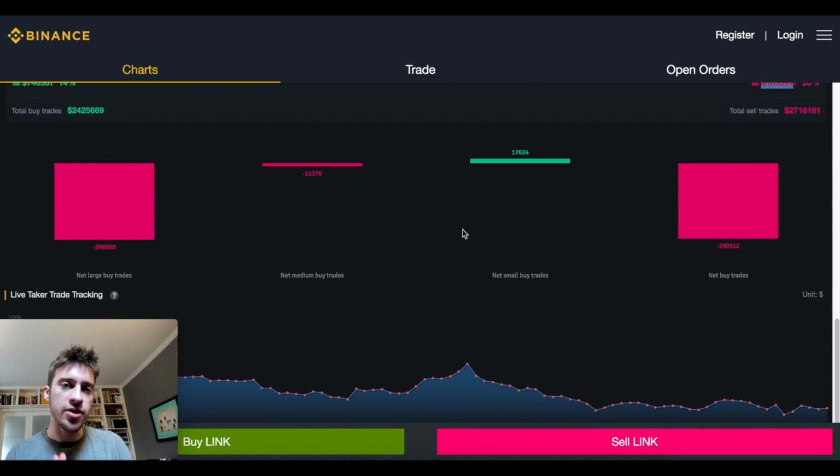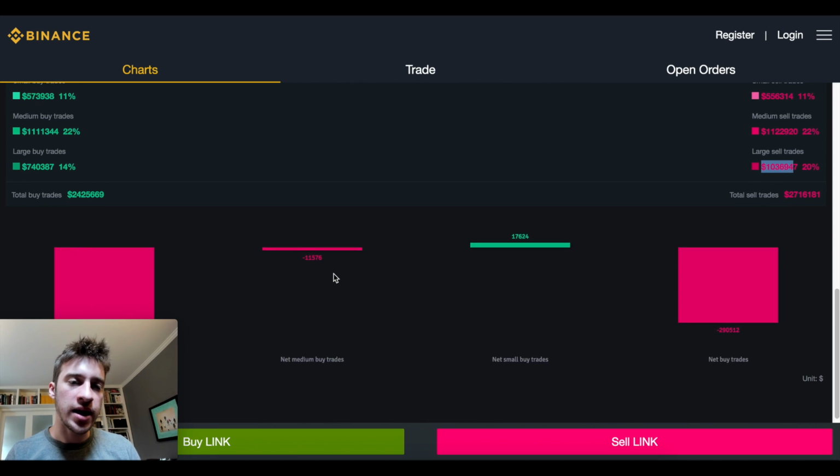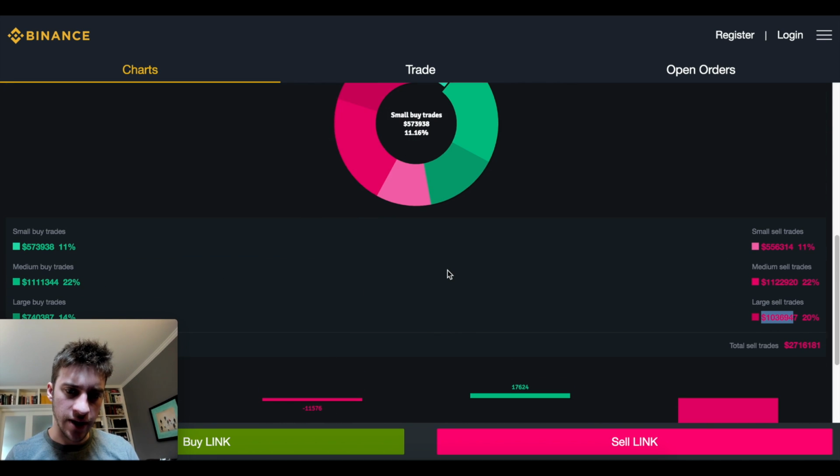And you can also see that here. This is a net of large buy minus large sell. You can see of large buy minus large sell, we have a dominance of the sellers. That's right here. Medium is about equal. Again, I don't really look at this at all. This is kind of not what I like to look at.